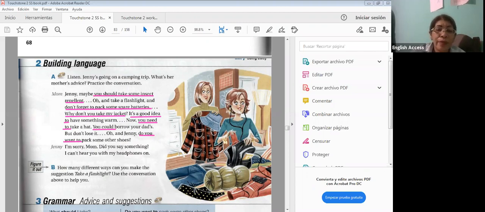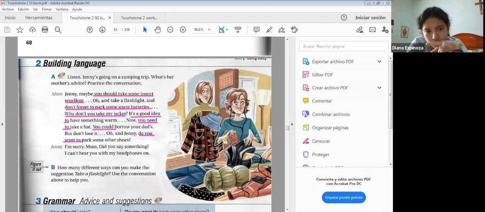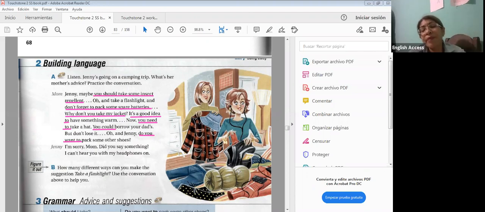Look at exercise B. It says, how many different ways can you make the suggestion take a flashlight? We're going to use the examples that I underline, okay? We're gonna use those examples and we're going to give suggestions with these expressions. Take a flashlight, that is the letter B. Let me choose another color. Okay, this is the expression, take a flashlight.